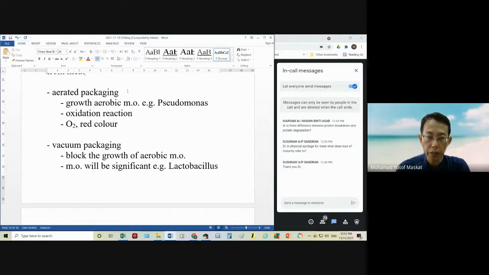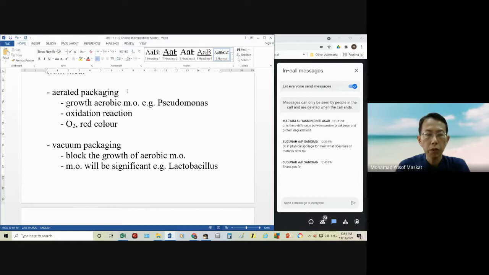Aerobic microorganisms such as Pseudomonas can grow. Then we talk about oxidation. Oxidation is important because meat usually contains fats or lipids that can react with oxygen to produce rancid odor and also rancid taste. That is undesirable, so that's why it is important.